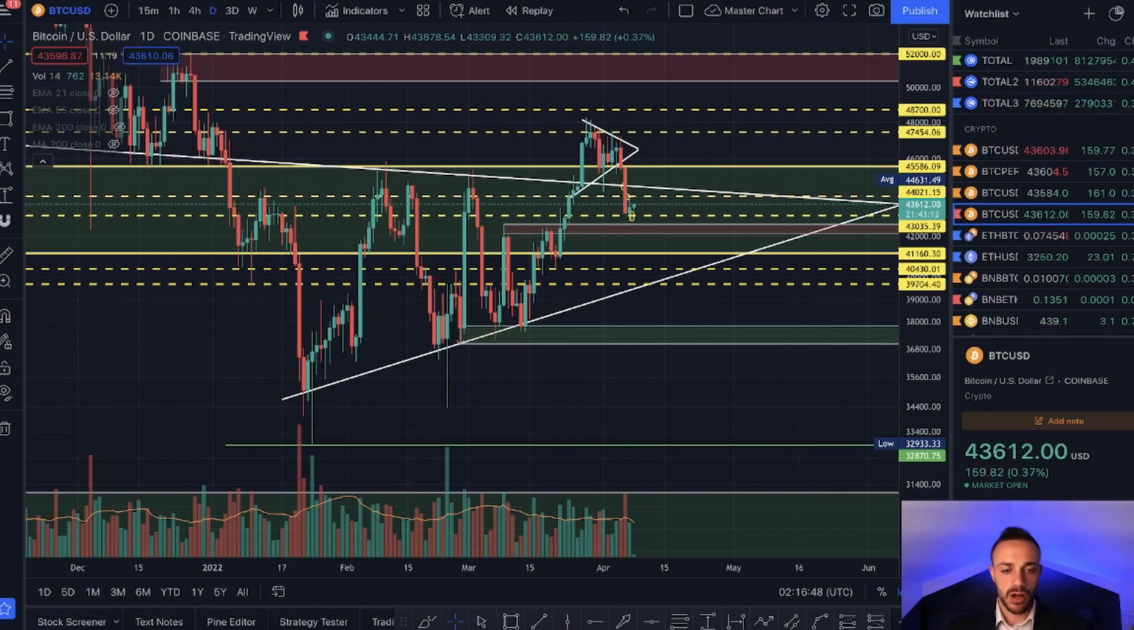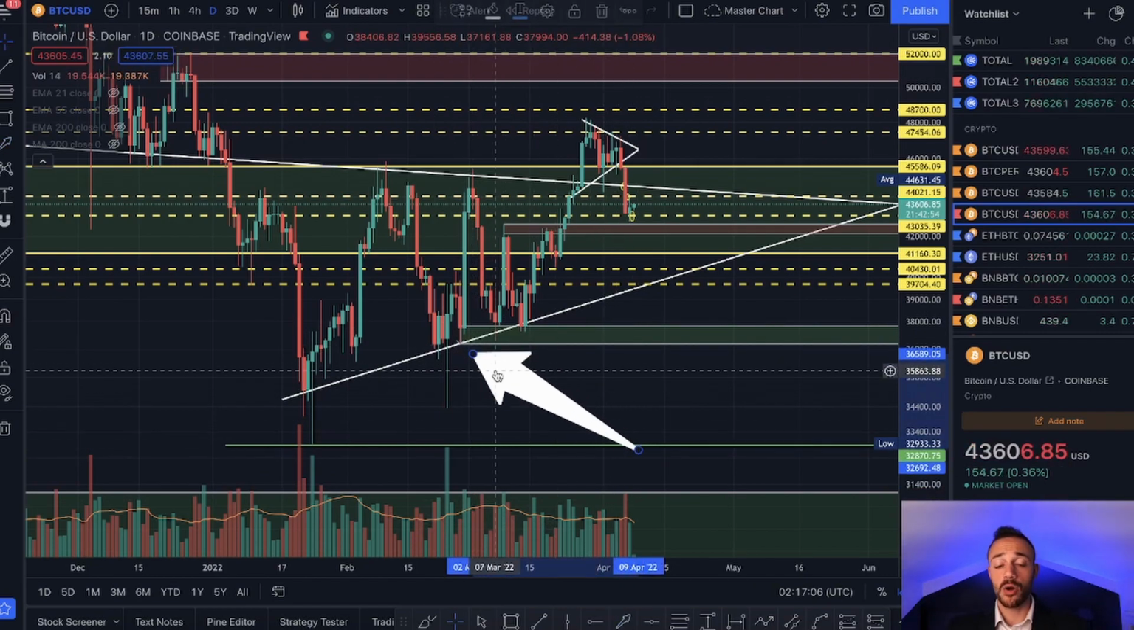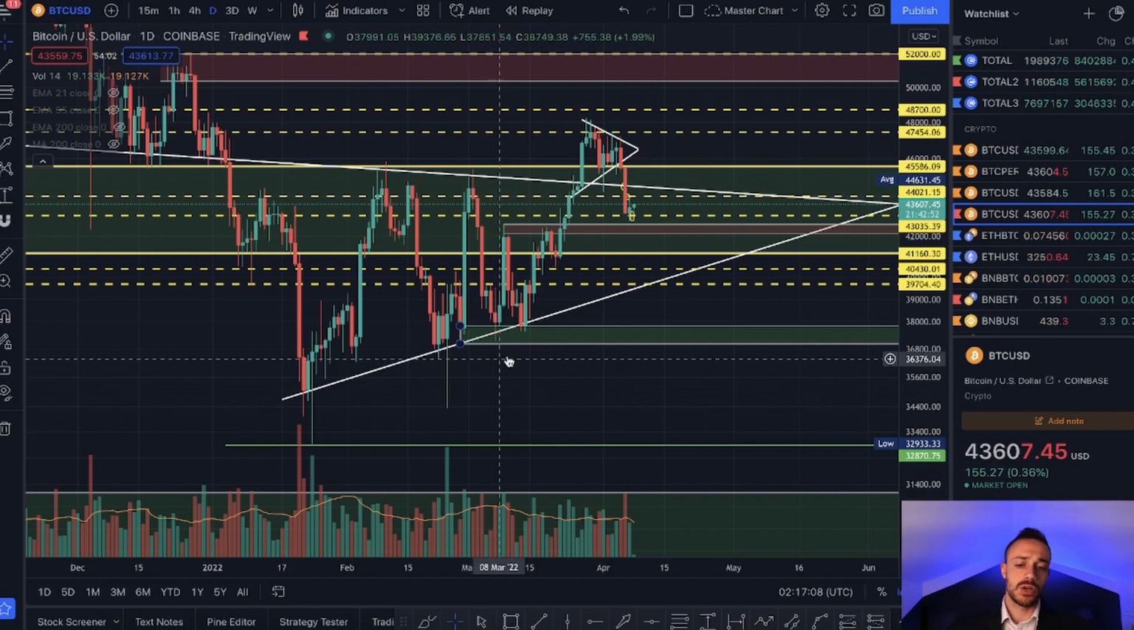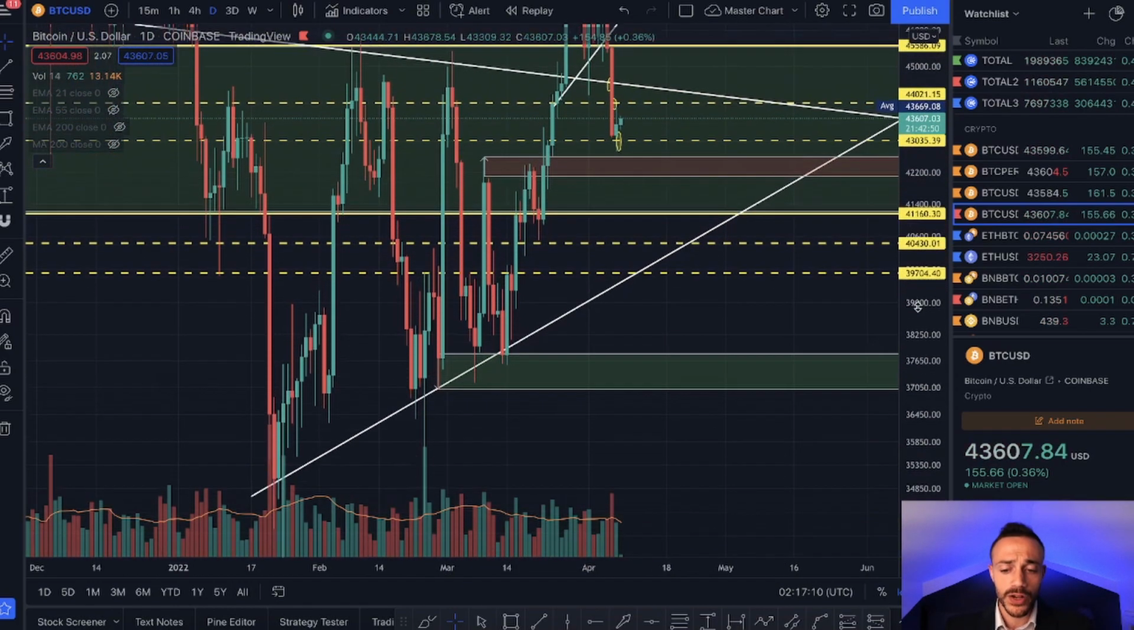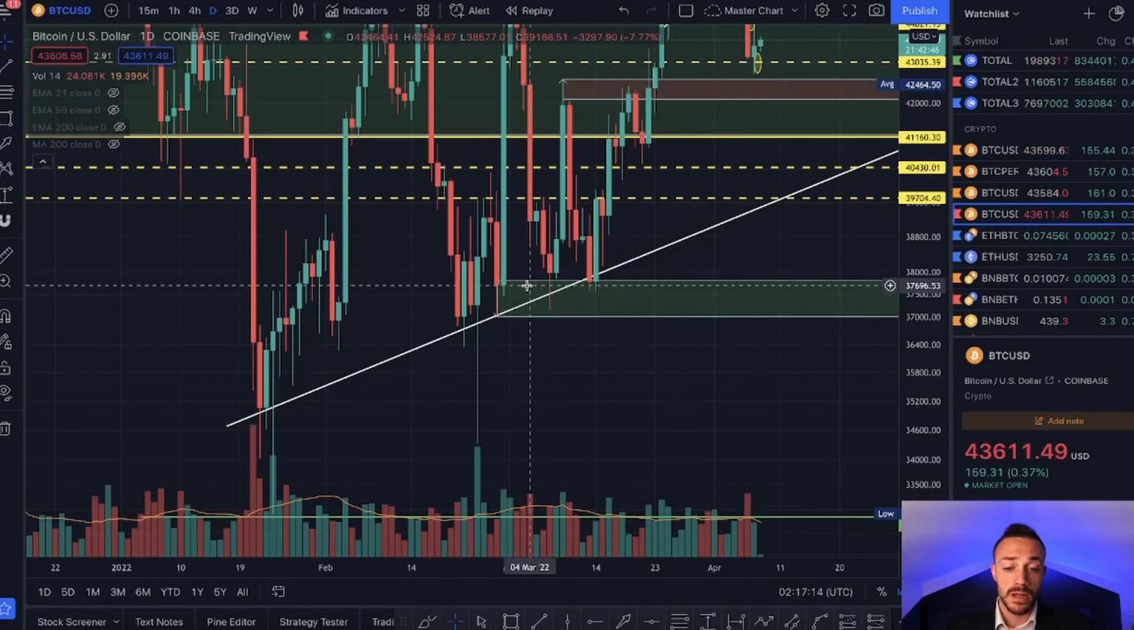So to start things off, we are going to be looking at the Bitcoin chart on the daily time frame. First thing I'm going to do is show you an example of a demand zone that had played out successfully in the past, more recently in March of 2022. I'm going to be looking right down here where my white arrow is on the charts. So to actually illustrate this, you can see I already have the zone mapped out with this green zone here.